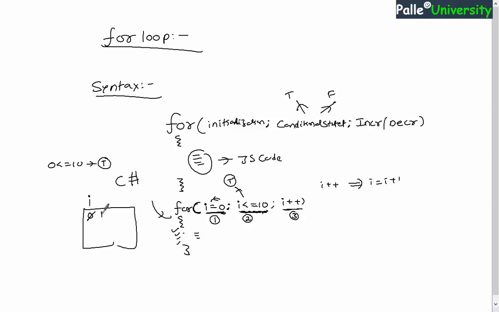So 0 will be changed to 1. Again the execution will come to this place, i <= 10. So 1 <= 10 will be evaluated to true. Once this statement gives true, again execution will come into the for loop body. Once the for loop body execution is completed, again execution will go to i++. So i++ means i = i + 1. What is the current value of i? 1. 1 + 1 will become 2. 2 will be stored into i.